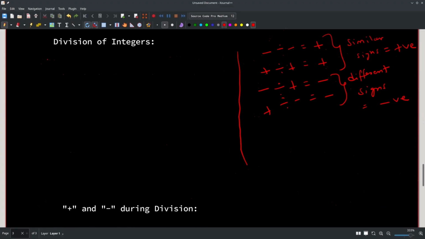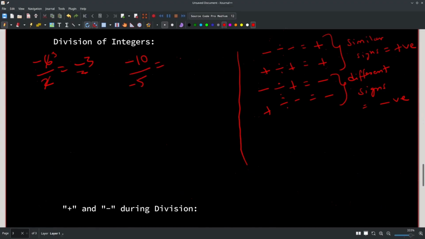Therefore, let's check division of integers. Let's take minus 6 by 2. We have a negative sign and a positive sign because there's no sign. Therefore, the answer is going to be negative. Now do 6 divided by 2. You're going to get 3, right? 2 ones are 2. 2 threes are 6. So minus 3.